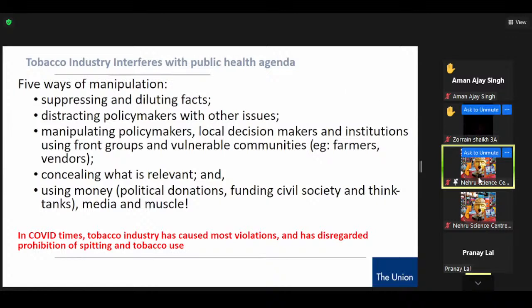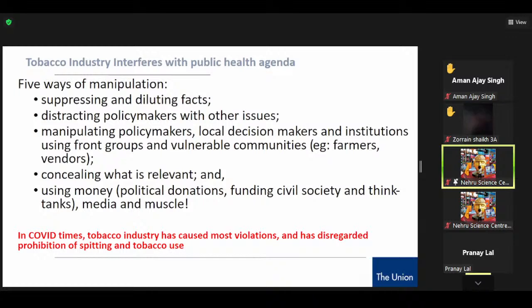So they try to deflect and suppress and dilute facts when it is amply clear that tobacco causes cancer. And Tata Memorial Hospital itself has produced a huge amount of research on how much tobacco related cancers occur in the country. So that's one example of how tobacco companies lie to the parliament, to the courts and everybody.